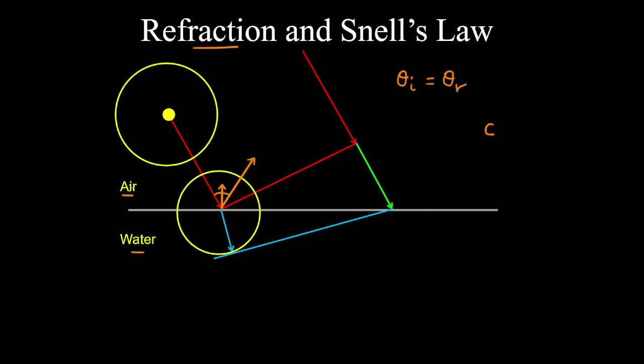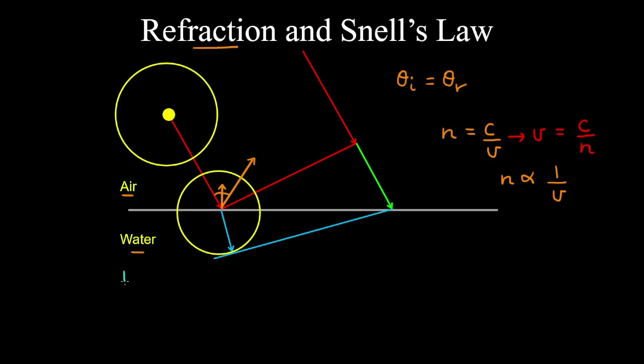Now the index of refraction of a medium is inversely proportional to the speed of light in that medium. So the constant of proportionality is the speed of light in a vacuum. So the index of refraction is the speed of light in a vacuum over the speed of light in a given medium. So if we turn this equation around, we get the speed of light in a given medium is the speed of light in a vacuum over the refractive index of the medium.